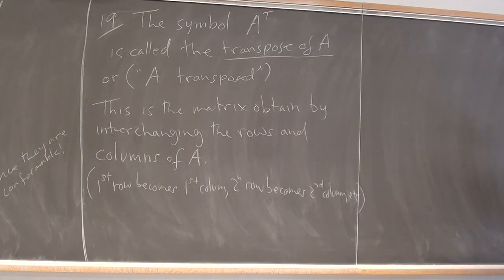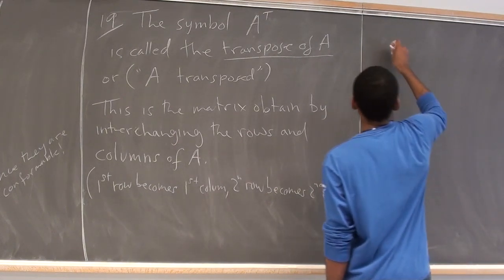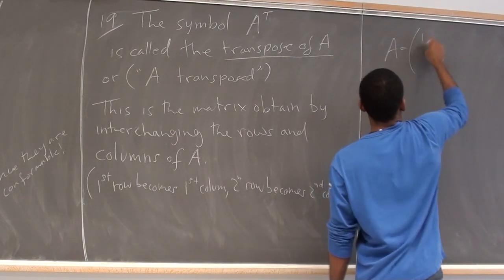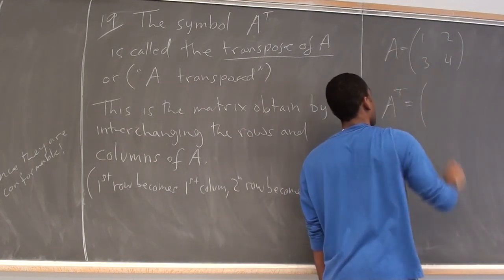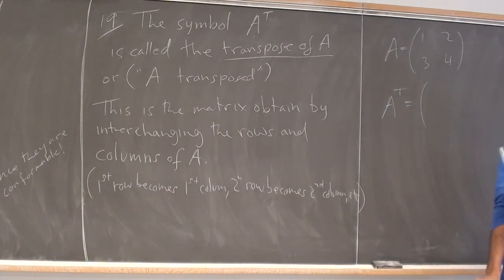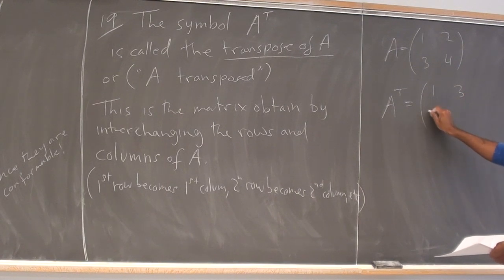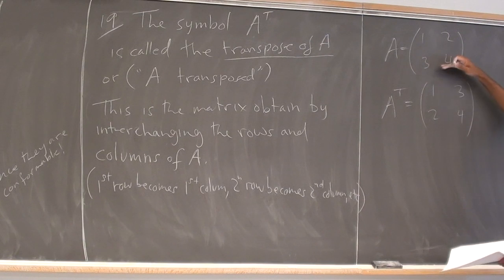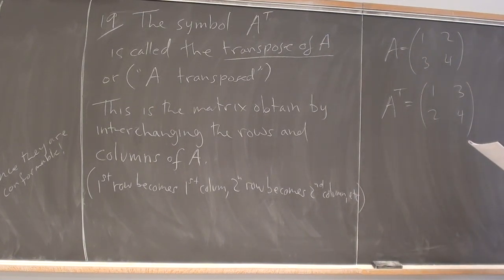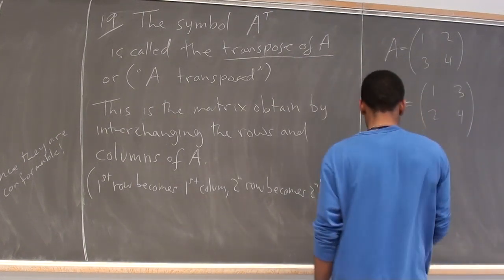Let's give you an example. Our trivial example again: if A is equal to this, then A transpose is equal to what? 1, 3, 2, 4. So my first row is now my first column, and my second row is now my second column. Whenever you do this, you say you've taken the transpose of A.